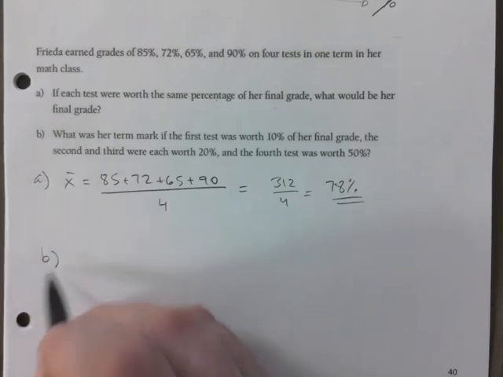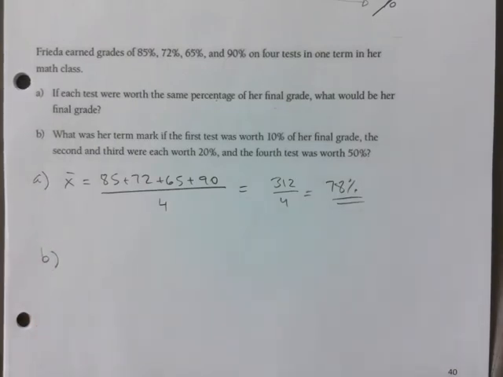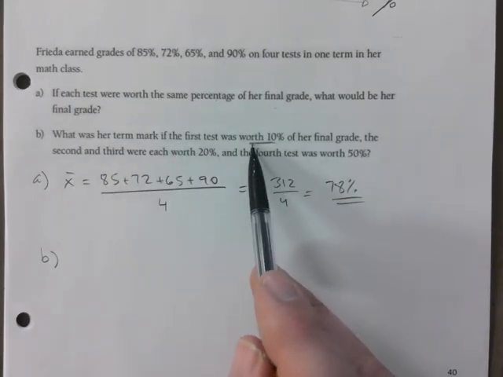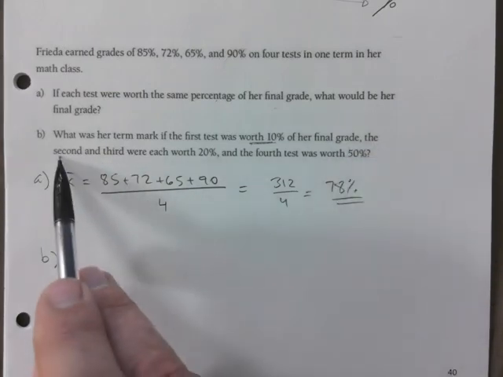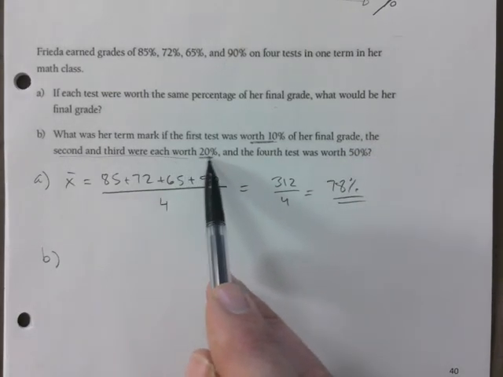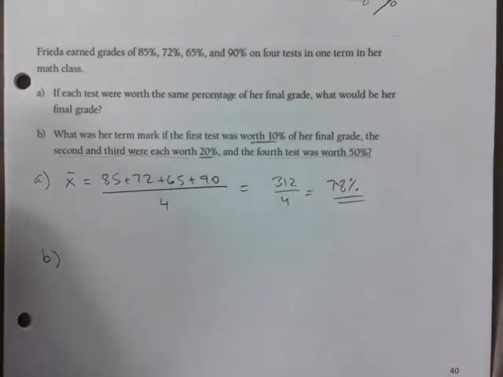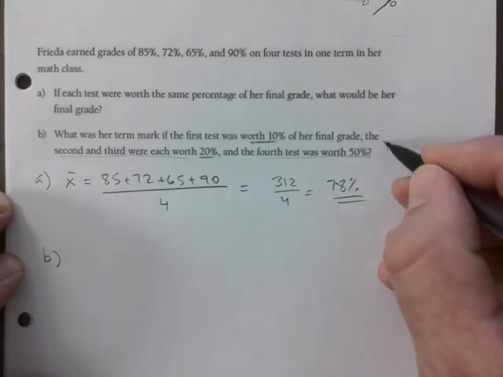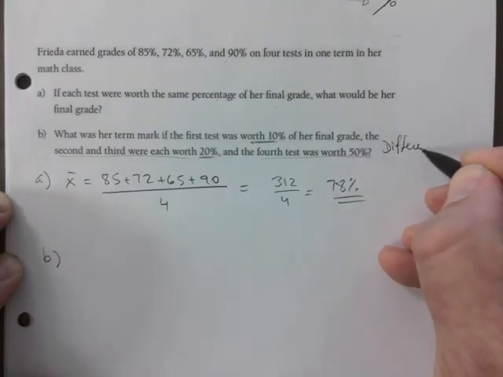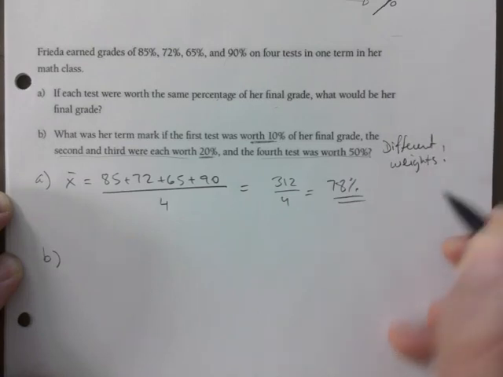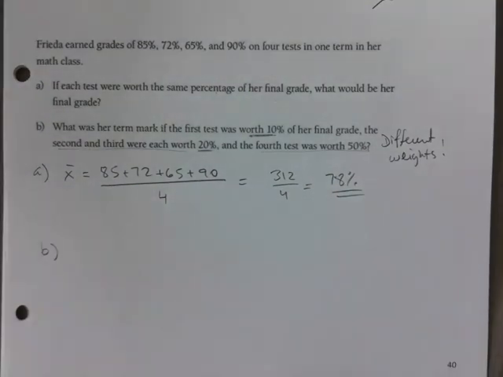B. This is where the weighted mean comes in. What was her term mark if the first test was worth 10% of the final grade, the second and third were worth 20%, and the fourth test 50%? So what if each of them have different weights? Different weights. Okay? Exclamation mark. Highlight.